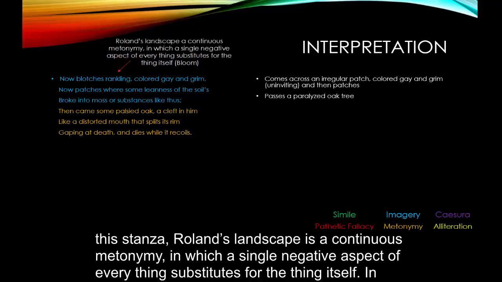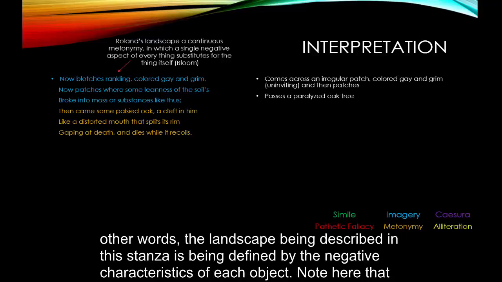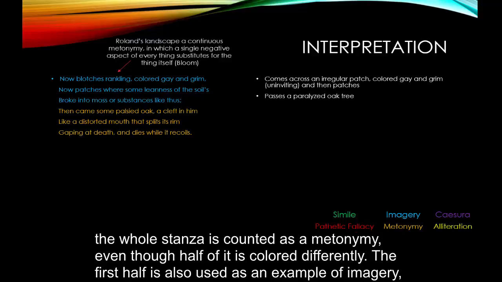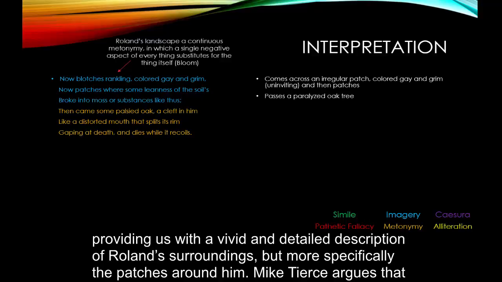Harold Bloom points out that in the stanza, Roland's landscape is a continuous metonymy, in which a single negative aspect of everything substitutes for the thing itself. In other words, the landscape being described in this stanza is being defined by the negative characteristics of each object. Note here that the whole stanza is counted as a metonymy, even though half of it is colored differently. The first half is also used as an example of imagery, providing us with a vivid and detailed description of Roland's surroundings, but more specifically the patches around him.